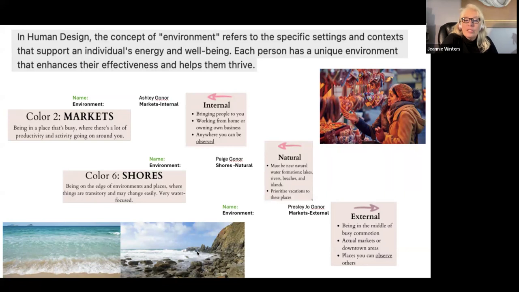she must be near natural water formations, lakes, rivers, beaches, and islands. Prioritize vacations to these places. So if you went on a family vacation, you would want to take into consideration we should go somewhere that will have water so you can go on a cruise or something, but you would have to stop at port for you and your other daughter, to be able to engage where and when you wanted to. So Presley would be able to walk around in the markets and feel alive, whereas you would probably say, well, I'll go to this place because this is where I want to go. I don't want to go walking through the whole town, because it's just who you want to engage with. Does that make sense?